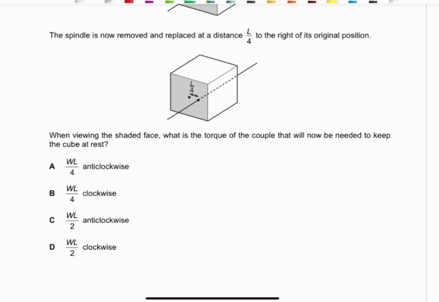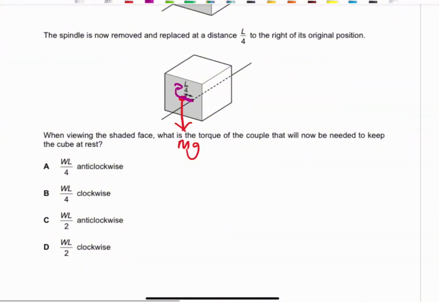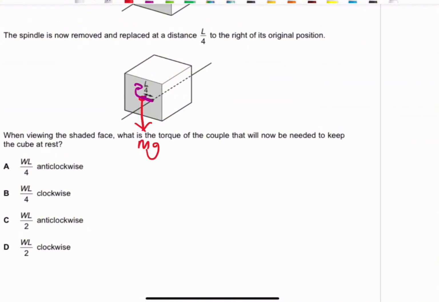So to keep this at rest, we have to oppose what is already there, right? That's how you can keep something at rest. So first find out what is already going on. You have a weight acting downwards, this is your mg, and the distance here is L/4. This is going to act in the anti-clockwise direction.